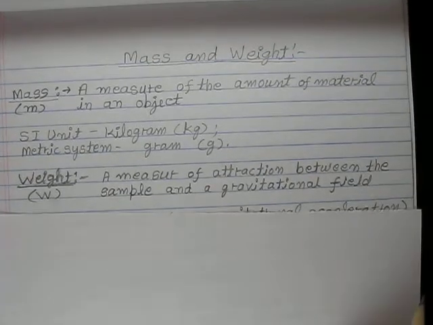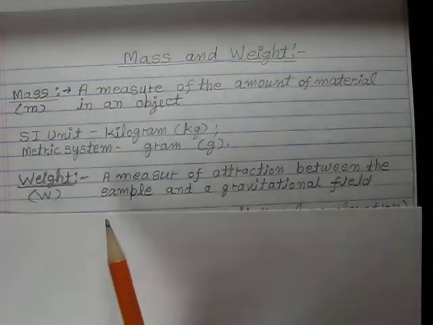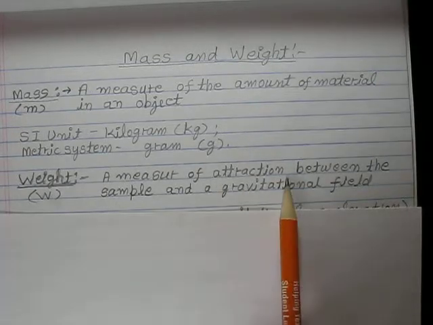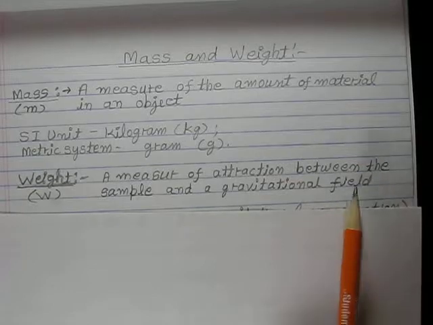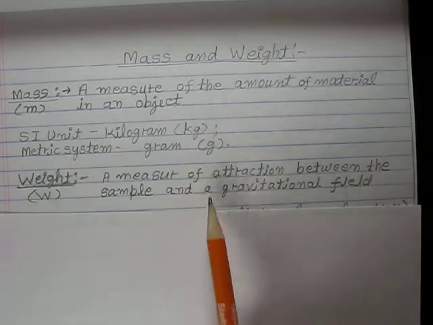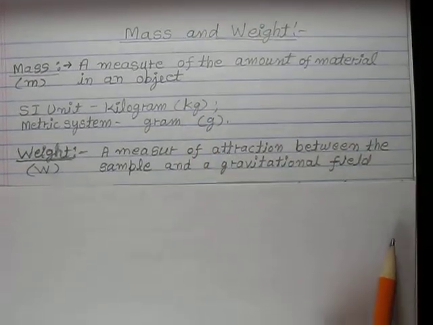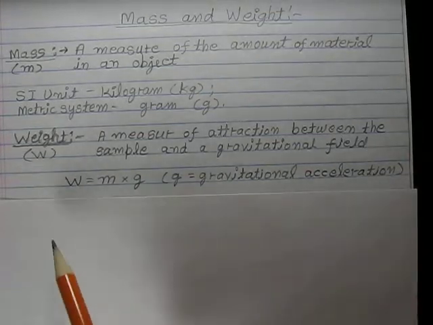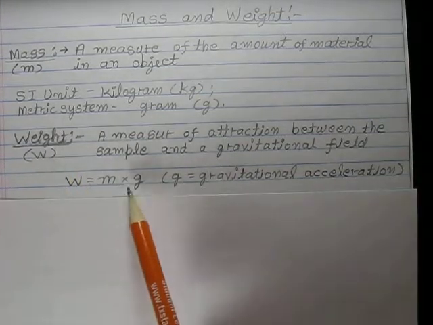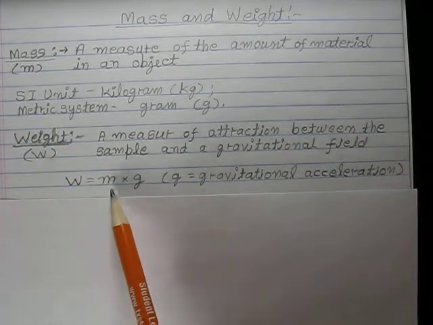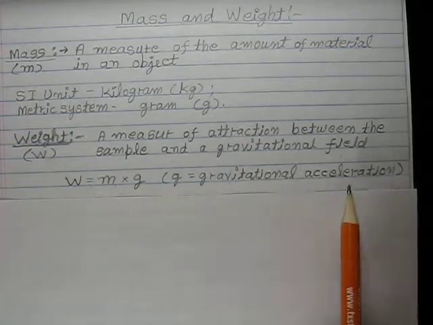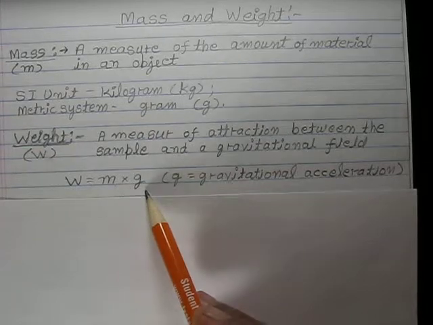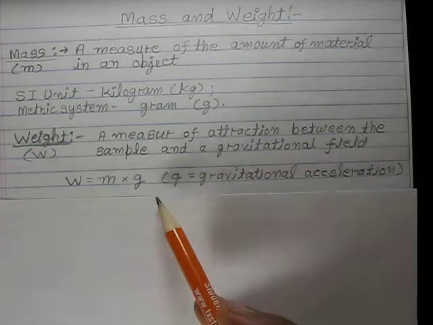But in the weight, the definition of weight is a measure of attraction between the sample and the gravitational field. So mass never changes, but weight can be changed, because weight is a multiplication of mass and g, the gravitational acceleration. So on Earth, gravitational force is different than on the moon.